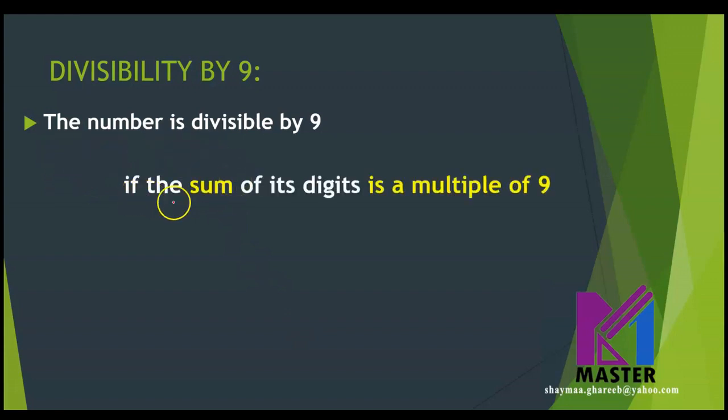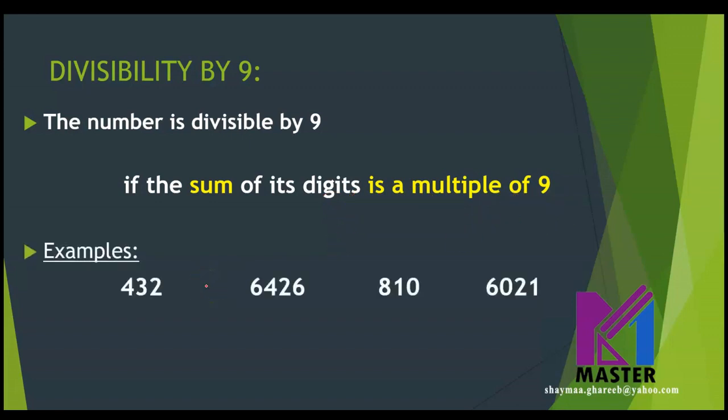What about divisibility by 9? It's so close to divisibility by 3. The number is divisible by 9 if the sum of its digits is a multiple of 9. Let's see examples. Same numbers. 432. What is the sum of the digits here? 4 plus 3 equals 7 plus 2. So the sum here is 9. Is 9 a multiple of 9? Yes. Then this number is a multiple of 9.